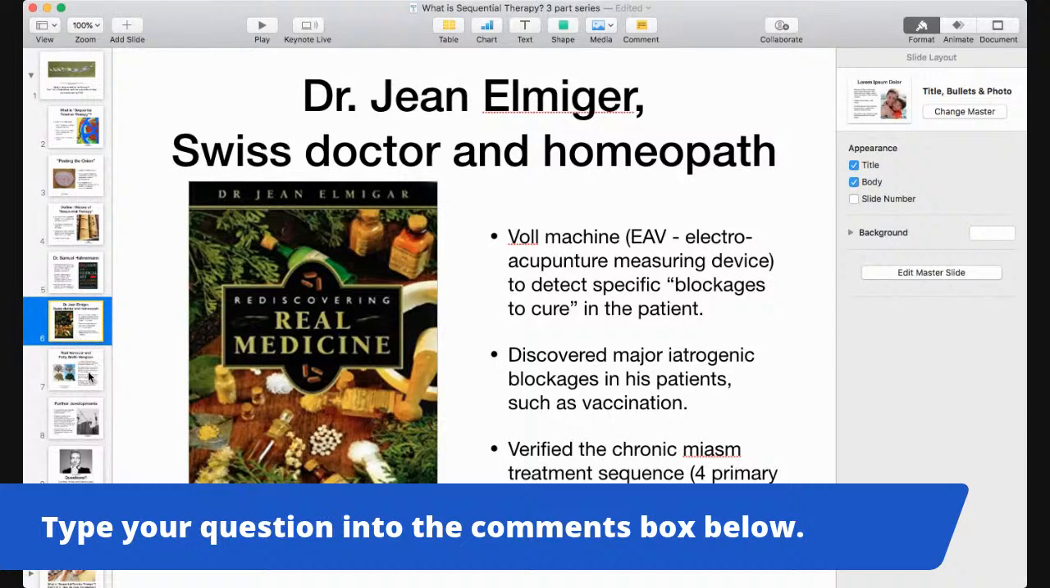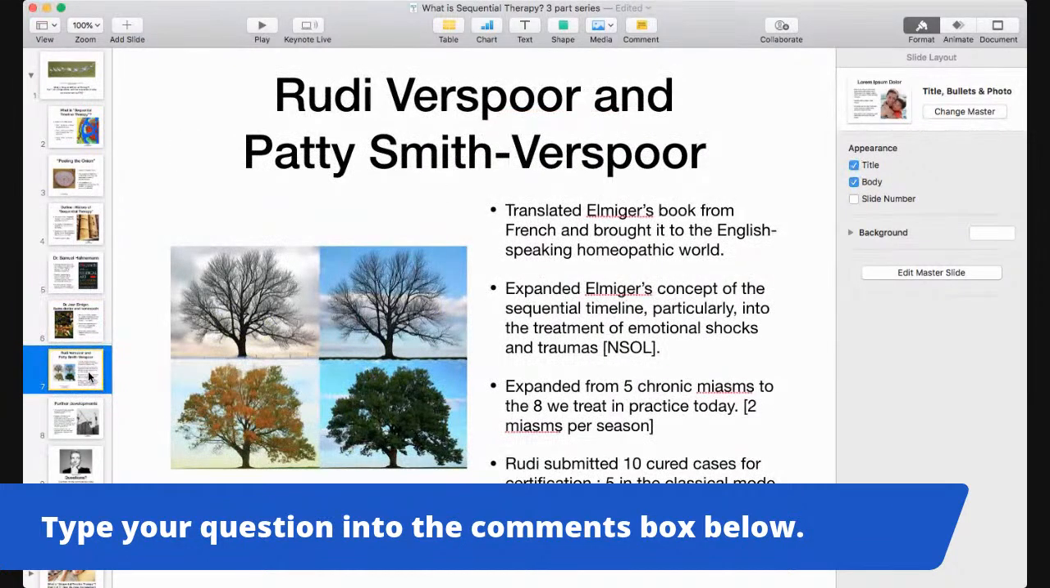Let's now take Elmiger's work and move it forward into the 1990s. That's where Rudi Verspoor and Patti Smith translated his book from the French into the English and brought his concepts into the English-speaking homeopathic world. They brought forward his concept of the sequential timeline, but they also expanded it more into the realm of emotional shocks and traumas. If you are in treatment, if you're familiar with the NSOL remedy, that's a huge part of the whole emotional timeline. And we'll see that in the following week's videos.